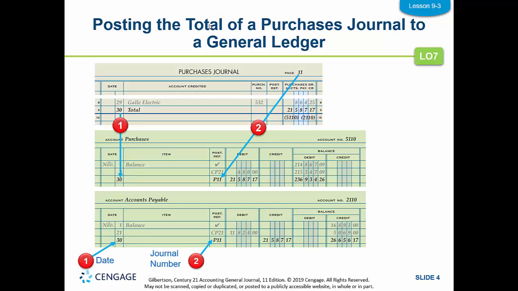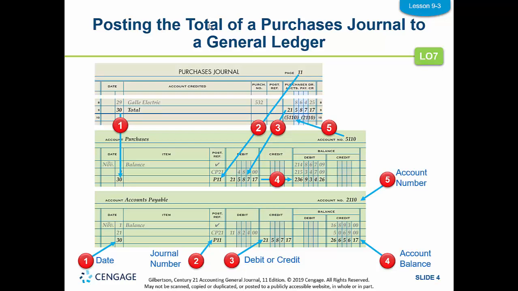So we put our dates on there. We put in our P11 saying that we're posting it from purchases journal 11. We take our amount, the $21,000. It's going to go under purchases as a debit because it says right there, purchases DR, accounts payable credit. So there's a debit, here's a credit, and then you've got to do your math. Purchases has a debit normal balance, so you'll add it to it. Accounts payable has a credit normal balance, you'll add it to it.